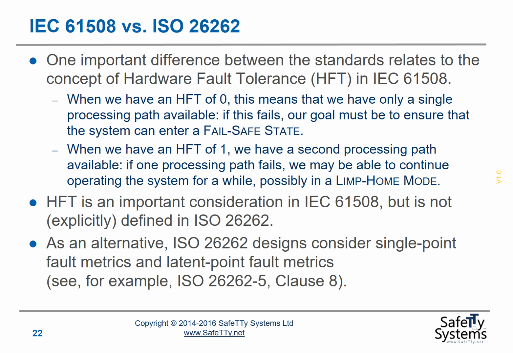One important difference between these standards relates to the concept of hardware fault tolerance in IEC 61508. Where we have a hardware fault tolerance of 0, this means that we have only a single processing path available. If this fails, our goal must be to ensure that the system can enter a fail-safe state. When we have a hardware fault tolerance of 1, we have a second processing path available. If one processing path fails, we may be able to continue to operate the system for a while, possibly in a limp home mode.